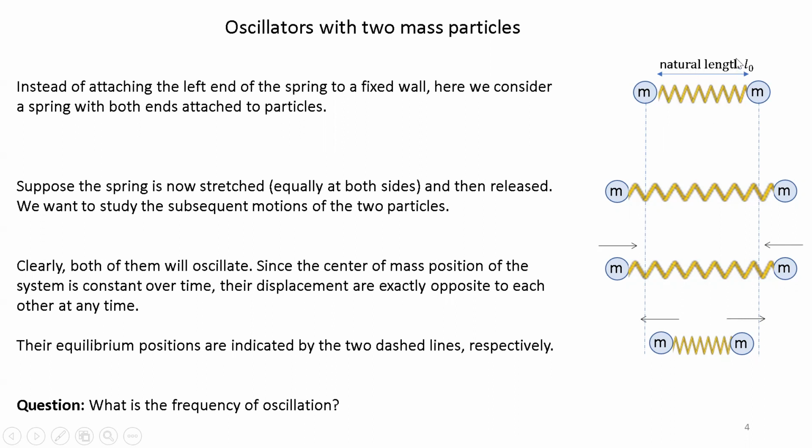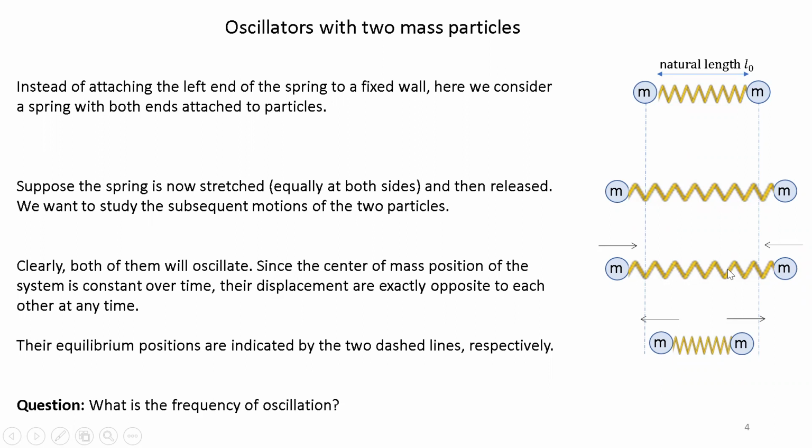Suppose you drag it on both sides. You use your left hand to pull the left mass to the left, and your right hand to pull the other mass to the right, just like this. After you do that, you release them, and we want to see the subsequent motions. Of course, this spring is now clearly stretched, and that's why the mass on the left will move to the right, and the mass on the right will move to the left.